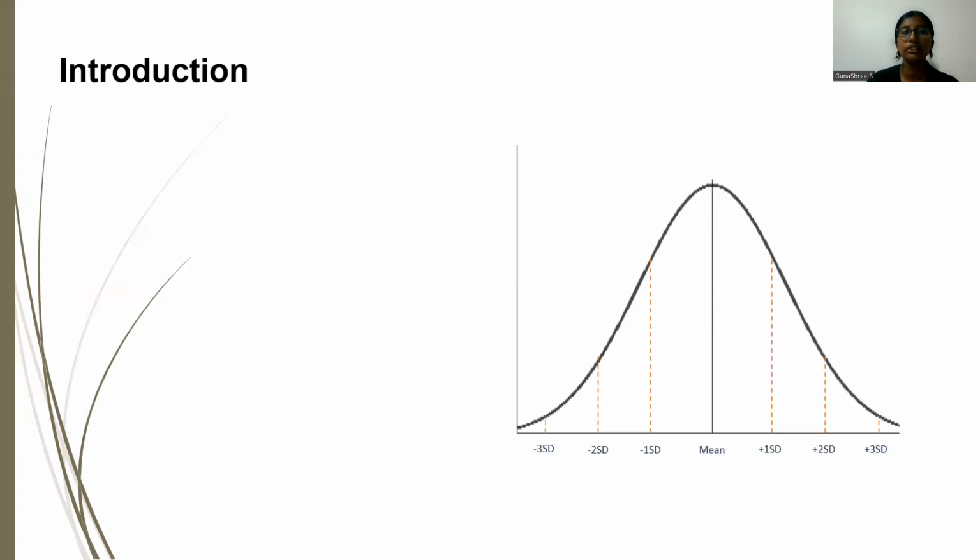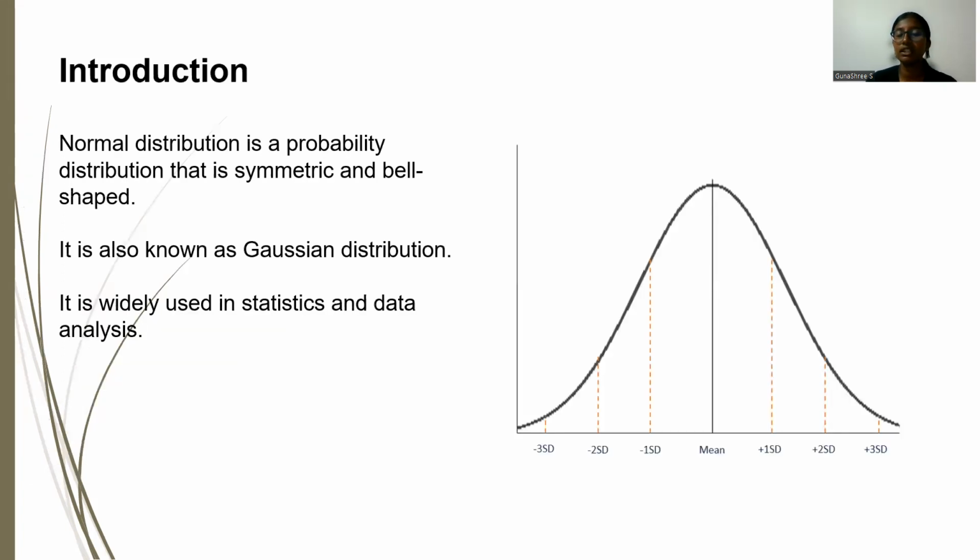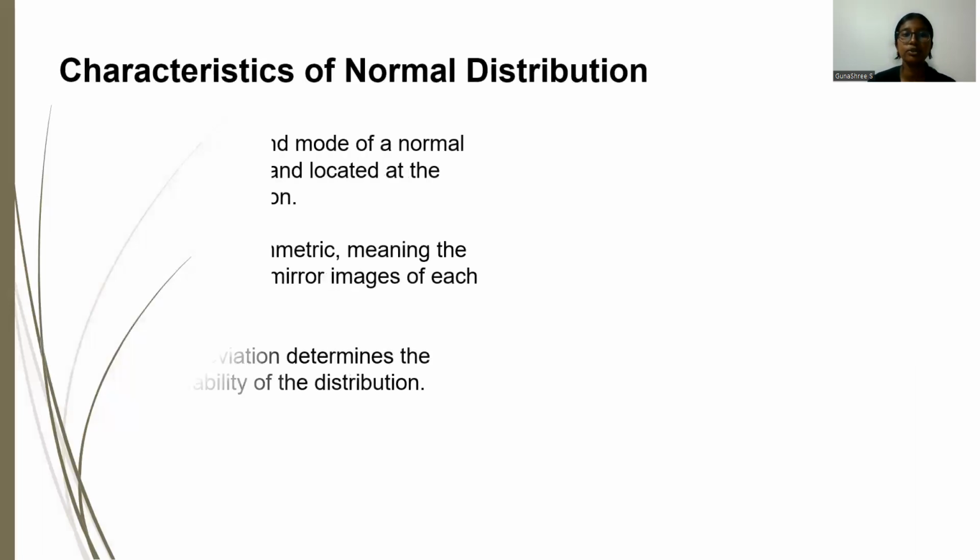So continuing. What is the introduction? What is basically normal distribution? It is the probability distribution that is symmetrical and bell-shaped. It is also known as Gaussian distribution. It is mainly used in statistics and data analysis. So moving on to the characteristics of normal distribution.